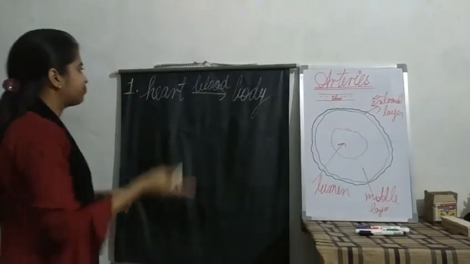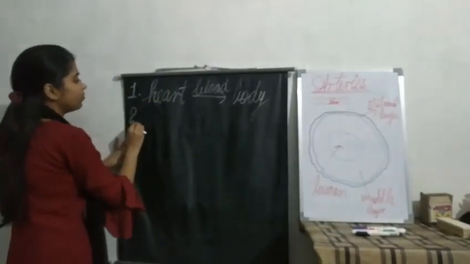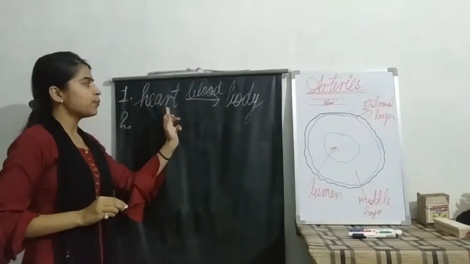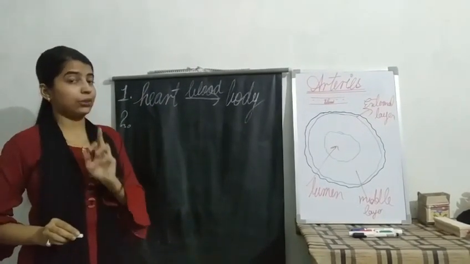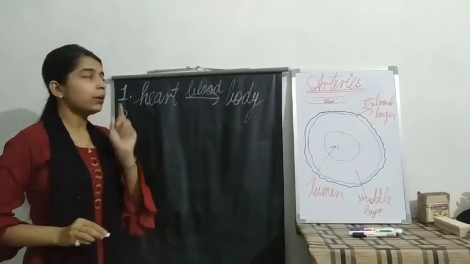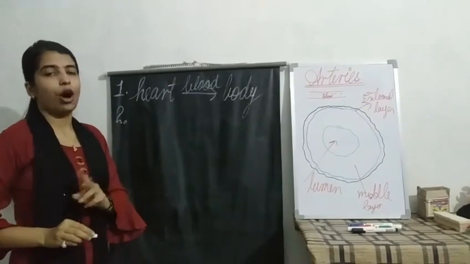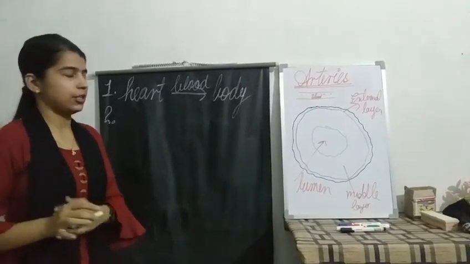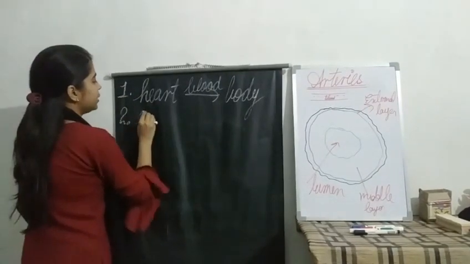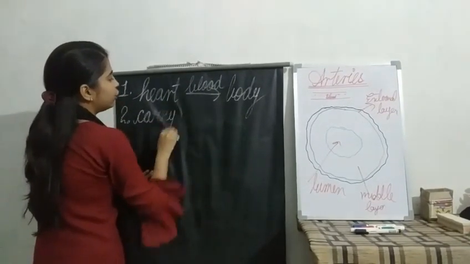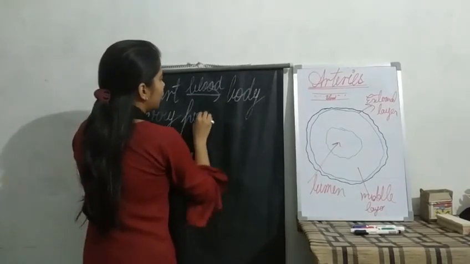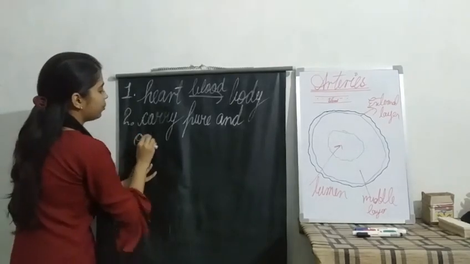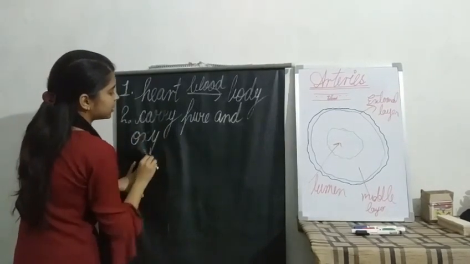Now see, the next feature is, since arteries are carrying the blood from the heart, the blood which comes out from the heart is both pure and oxygenated. Oxygenated means which is having oxygen or rich in oxygen. So arteries carry what kind of blood? They carry pure and oxygenated blood.